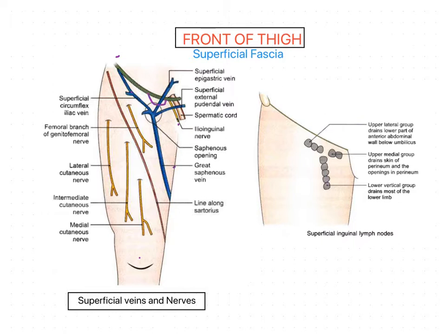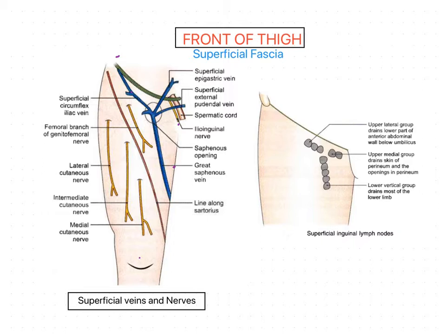Normally femoral hernia occurs in the upper medial region of the front of the thigh. So these are the things we are going to study in this region.